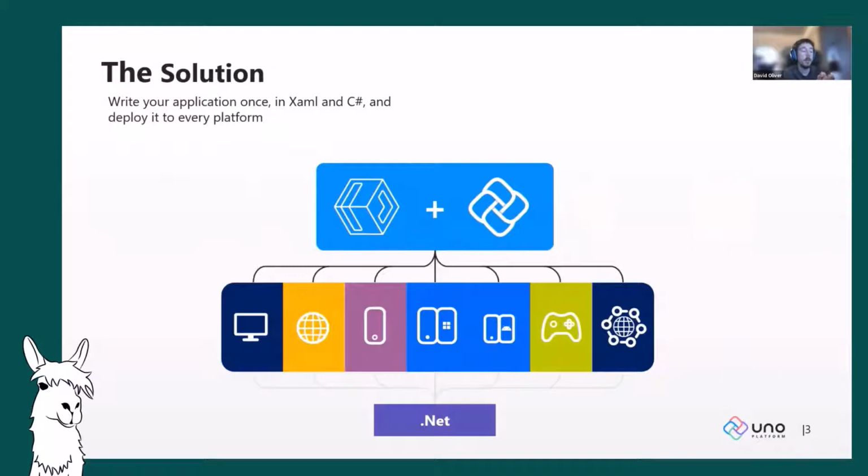So that's what Uno is. It's a cross-platform application development framework. And what sets Uno apart from other cross-platform frameworks is that it lets you write your application in XAML and C# and target basically every platform out there. So Windows, Mac, Linux, Android, iOS, and the browser, running natively in the browser using WebAssembly.